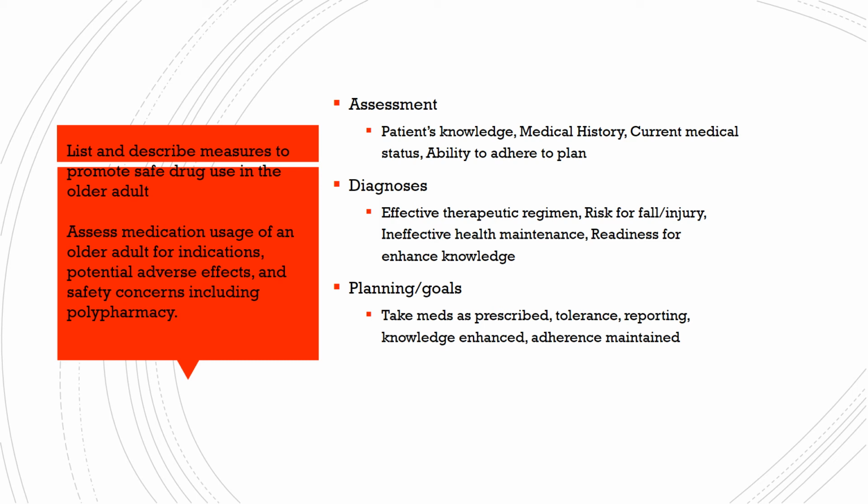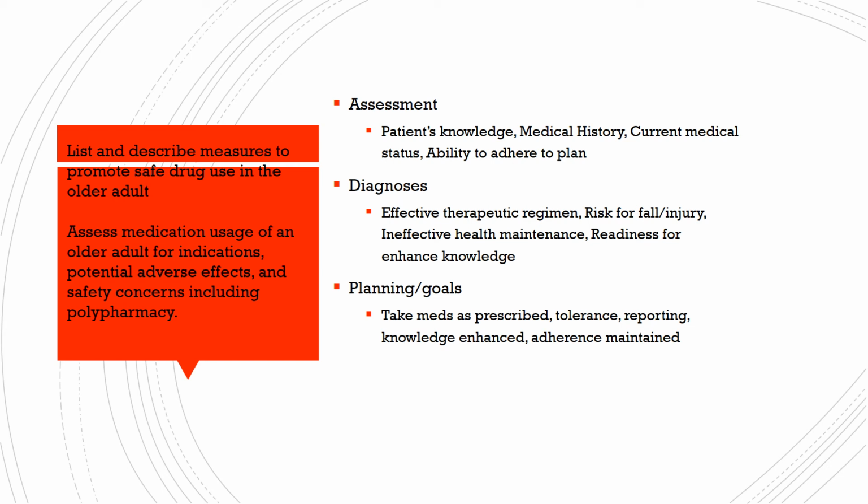So is there the ability to care for self, or do they have caregivers that are involved? And if so, those folks need to be involved in the plan. The nursing diagnosis, effective therapeutic regimen, risk for falls, especially with certain medications. Is there ineffective health maintenance because of not being able to take care of themselves or able to afford the medicine? And is there a readiness to learn about that? So those are different nursing diagnoses that you can use.